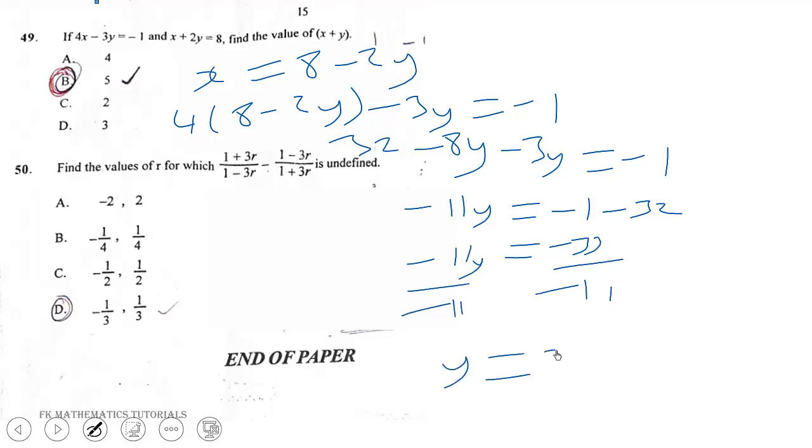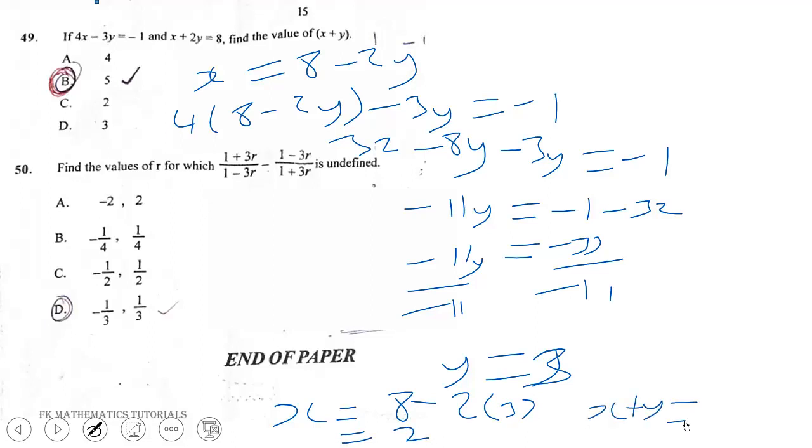So y is equal to 3. So if y is equal to 3, then x will be equal to 8 minus 2 times 3. So 8 minus 6 will be 2. Therefore, x plus y will be equal to 3 plus 2, which is 5.